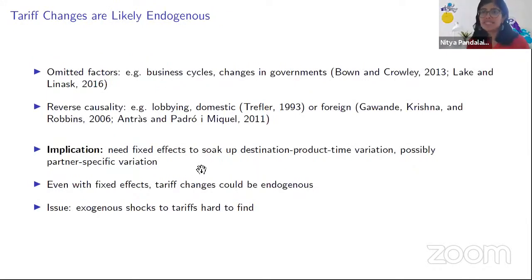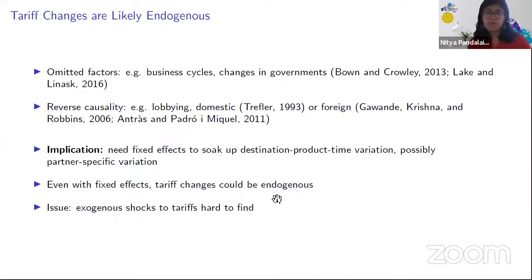So I'm going to argue that tariff changes are likely endogenous, and you want to be careful about what tariff variation you use. And in fact, there's a huge literature in trade policy that is precisely making this case for me, so I'm not going to spend much time on it. But you can think of a number of omitted factors, like business cycles, changes in governments, for instance, that lead to endogenous tariffs. You can also think of reverse causality, for instance, because of lobbying.